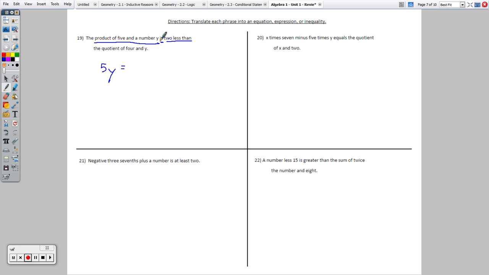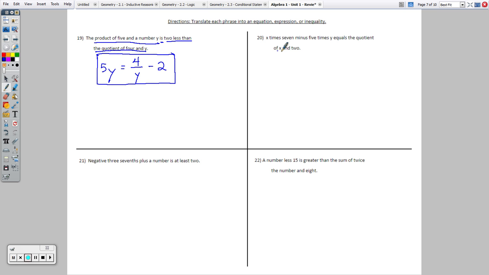2 less than the quotient of 4 and y. So it's 2 less than, that means it's minus 2, and then the quotient of 4 and y looks like this, 4 divided by y. That's the quotient. When you hear quotient, that's divided by. When you hear product, that's multiplied by. So 5y equals 4 divided by y, all that minus 2. It's 2 less than that quotient.